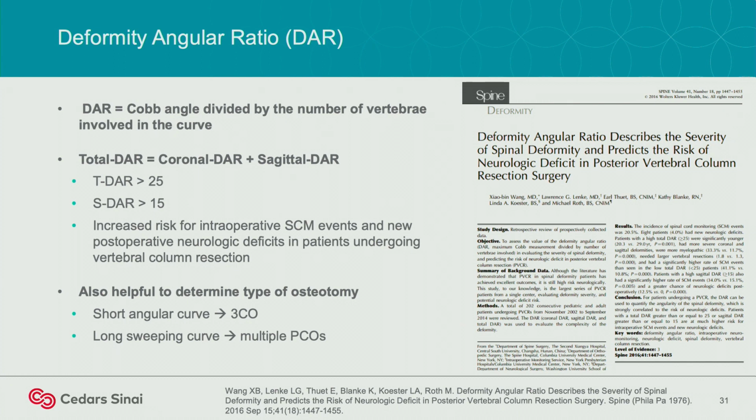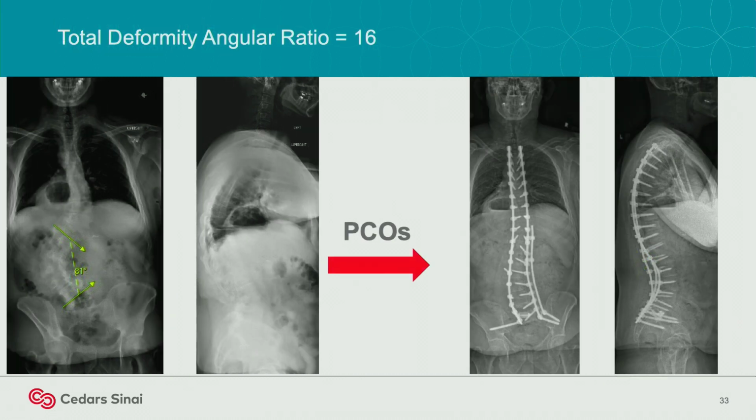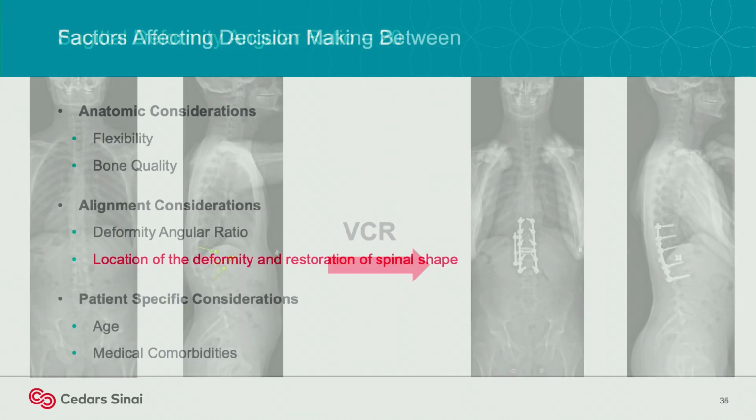Angular sagittal deformities are a little bit more dangerous than coronal ones. And so to highlight that, this 80-degree coronal curve over multiple levels is certainly a less risky surgery, even though technically this curve here is a 60-degree curve, right? In order to get adequate correction, the techniques would be very different. So multiple levels, deformity angular ratio of 16, and in the coronal plane, and so with posterior column osteotomies, able to get a very good correction, versus this short angular curve, where a vertebral column resection was a more appropriate approach.